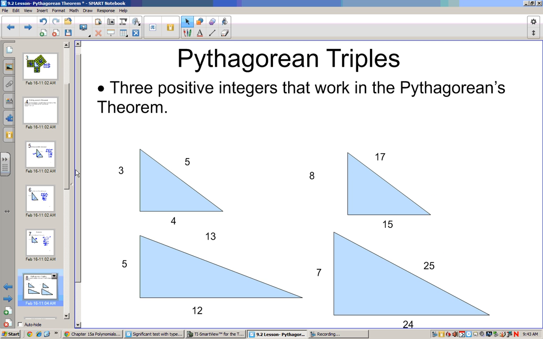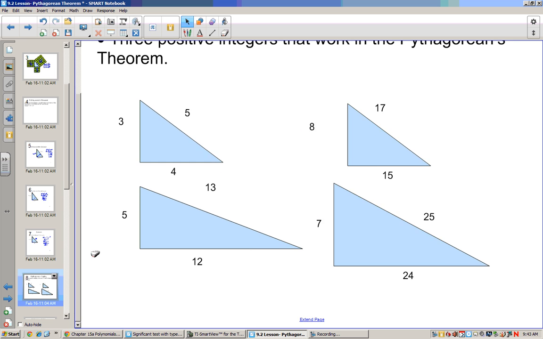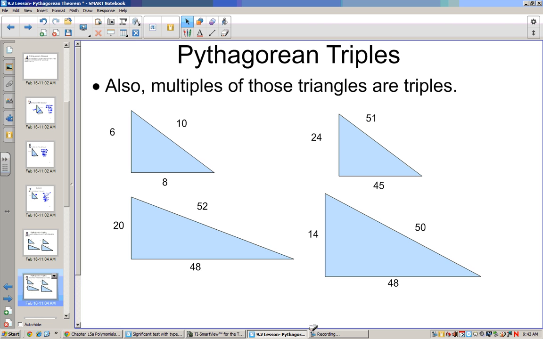Now there's something called Pythagorean triples. These are 3 positive integers that work with the Pythagorean theorem, like 3, 4, 5; 5, 12, 13; 8, 15, 17; 7, 24, 25. These triangles all work using the Pythagorean theorem perfectly. You don't have any square roots or long decimals. It works perfectly. We can also take those numbers and have multiples of those, and they're Pythagorean triples also.